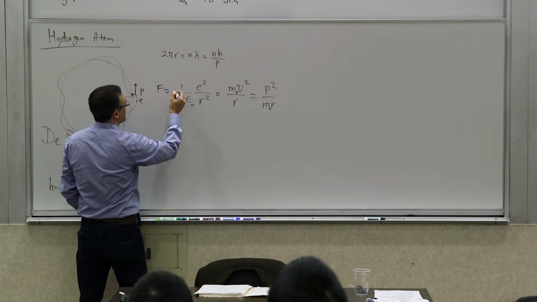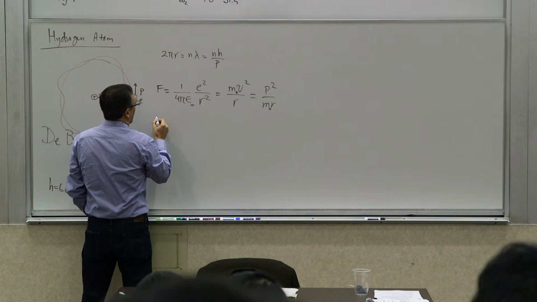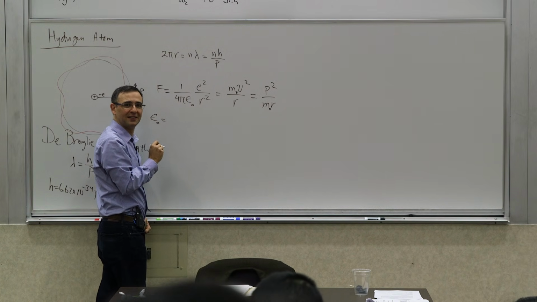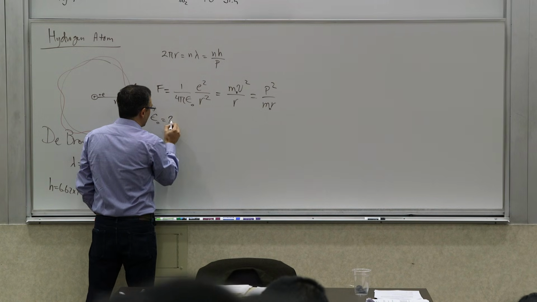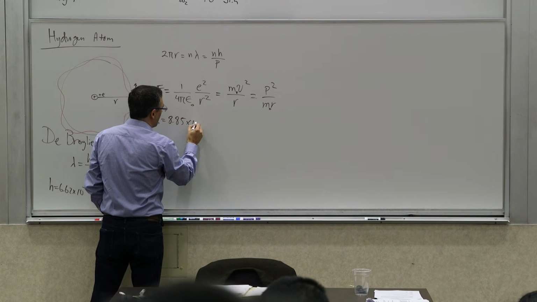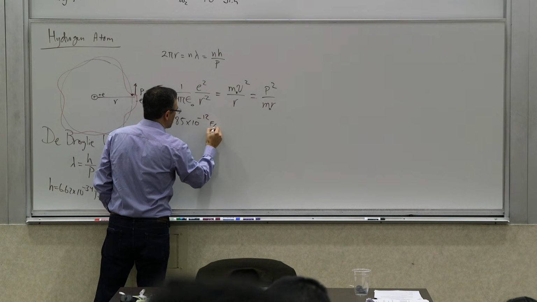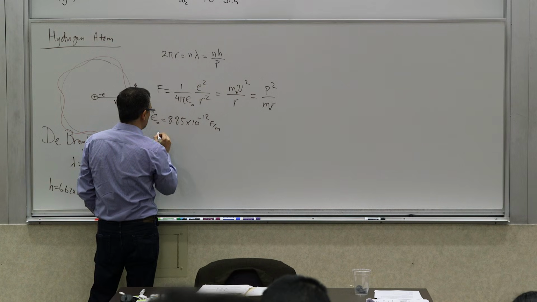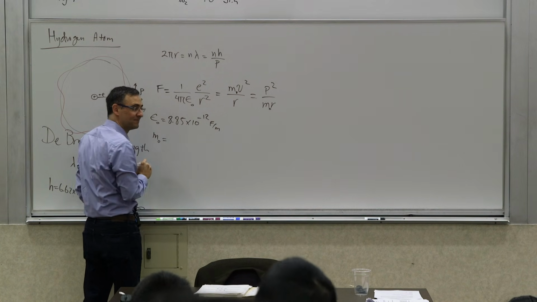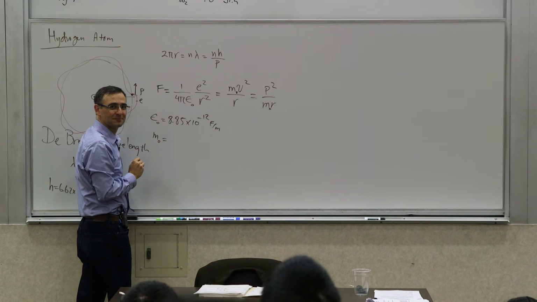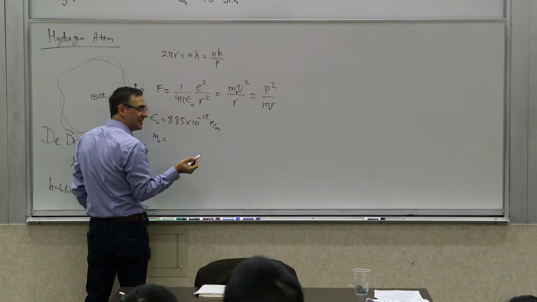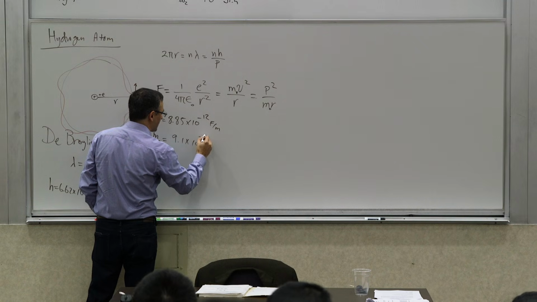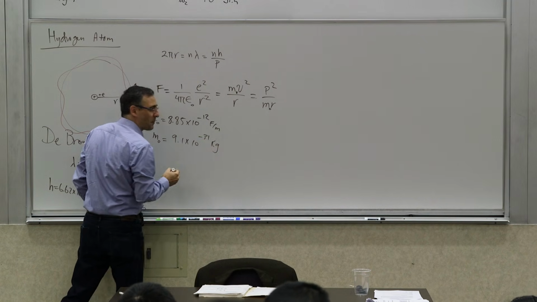Epsilon, so let's write these numbers. h we already have written down. Epsilon naught, does anyone remember? What's the permittivity? 8.85 times 10 to the minus 12 farads per meter. We have also m0, the electron mass. What is the electron mass? 9 times 10 to the minus 31. Thank you. So that was very good.